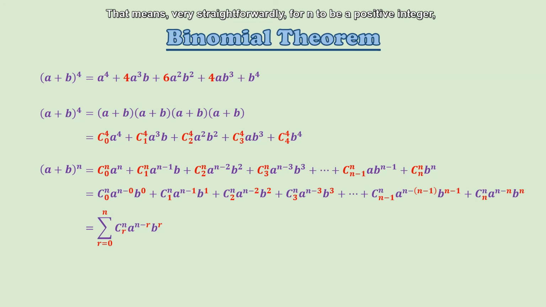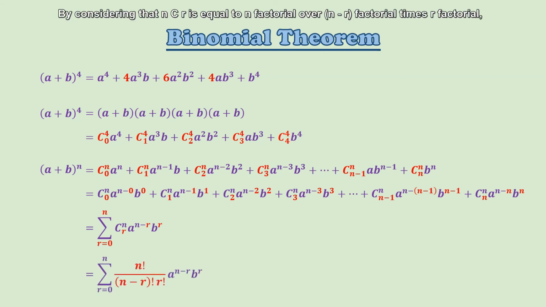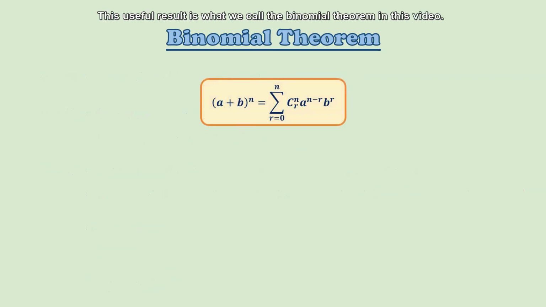That means very straightforwardly, for n to be a positive integer, (a plus b) to the power n is just equal to the sum of nCr times a to the power n minus r times b to the power r, where r is from 0 to n. By considering that nCr is equal to n factorial over (n minus r) factorial times r factorial, all the binomial coefficients can be calculated directly. This useful result is what we call the binomial theorem in this video.